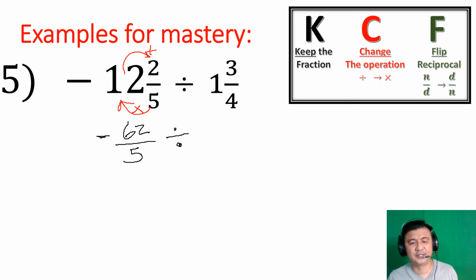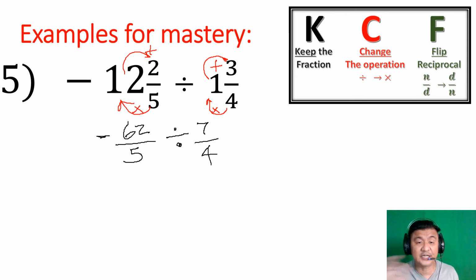So let's do our converting to improper. 4 times 1 is 4. 4 plus 3 is 7. So let's write down 7 over 4. Okay? So negative, positive. Are we ready to multiply across? Not yet. We just converted first. Remember, you're not allowed to use mixed forms. Convert everything first. Now you can write your keep, change, flip.